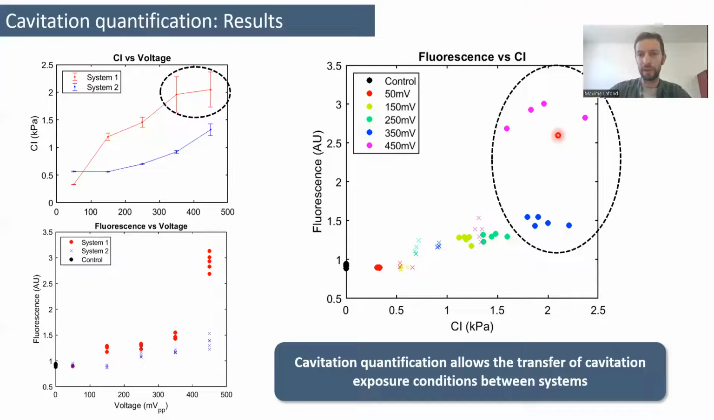You can see that we have outliers, which is probably due to the plateauing of the cavitation noise with increasing driving voltage. So it's not sending more acoustic power, but it's doing more cavitation, as we can see on the fluorescence data. So it's just the limit of that system when we reach that plateau.